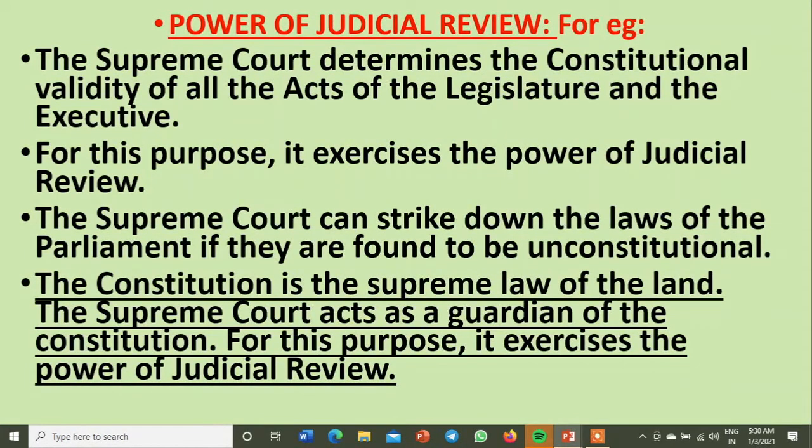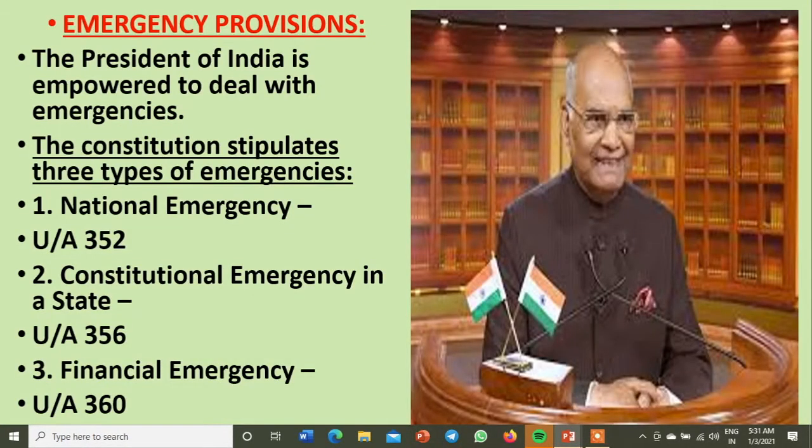The constitution is the supreme law of the land. The Supreme Court acts as a guardian of the Constitution. For this purpose, it exercises the power of judicial review. So, have you understood what is judicial review? This is to check the validity of the laws passed by the legislature. And this power is with the Supreme Court to determine the constitutional validity of the acts of the legislature and the executive. The next feature is emergency provisions.